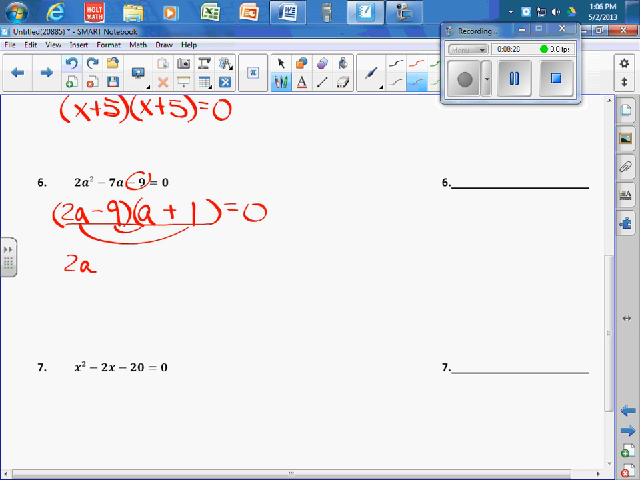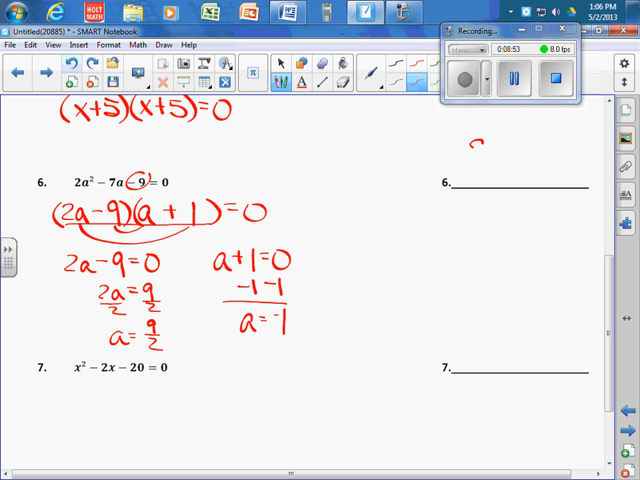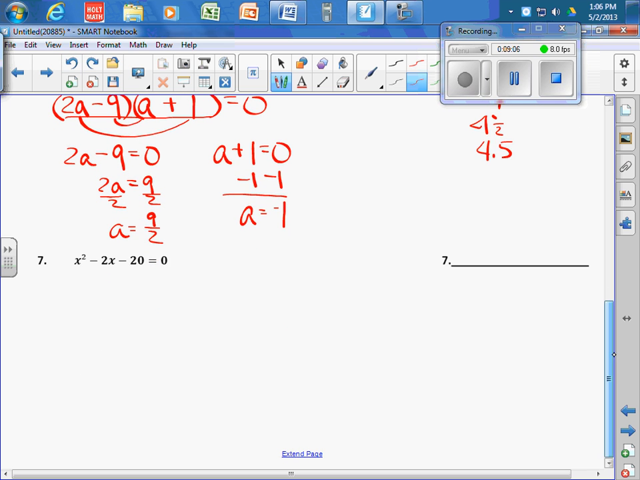Set each one equal to 0. Solving for this one, we get 2a is equal to 9. Don't stop there. We need to get the a by itself. A is equal to 9 halves. Subtracting 1 here, of course, you get a is equal to negative 1. So I've got 9 halves and negative 1. Now, the 9 halves can be written as 4.5 or 4 and a half. I prefer improper fractions unless I'm graphing it, but any one of those will work.